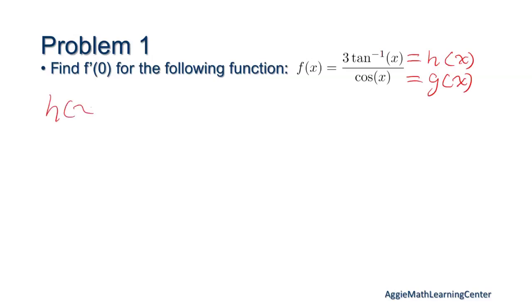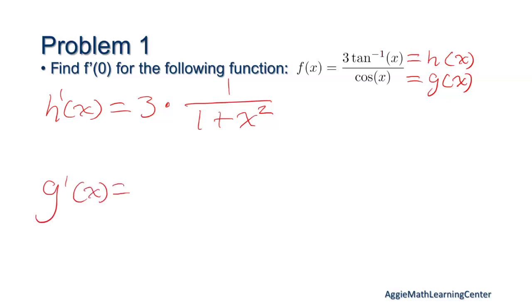So for our h of x prime, we're going to take the derivative of this top part. So we're going to have 3 times, as we saw from the previous slide, 1 over 1 plus x squared. And for the denominator, we have g prime of x equal to minus sine x. So now we can use our quotient rule. In this case, our quotient rule will be h prime g minus h g prime, all over g squared.